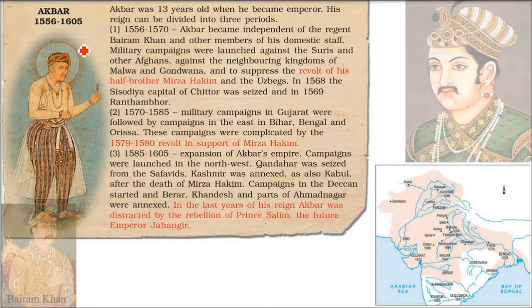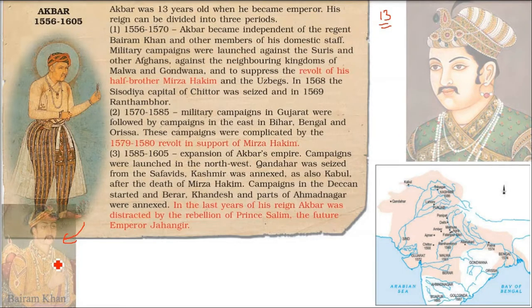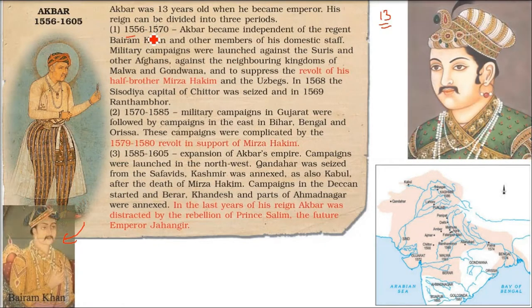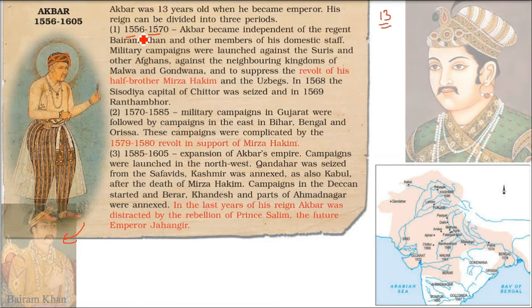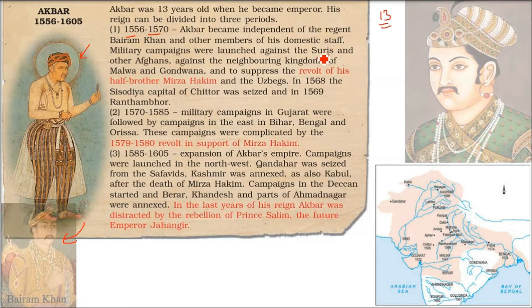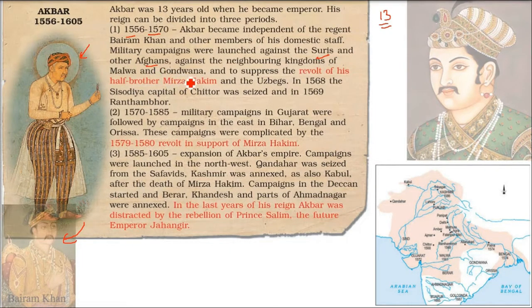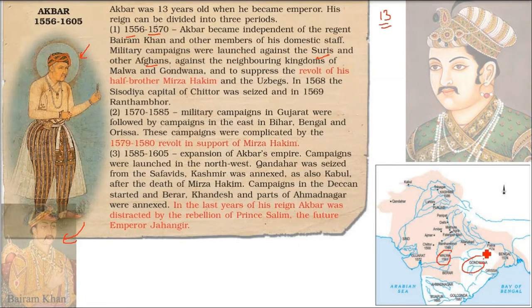Now Akbar the Great, why do we call him Akbar the Great? Because first of all, at just 13 years of age he became the emperor, and there was a regent, a guardian. But in 1550 to 1570, Akbar was ready to rule the empire. Previously only the regent Bairam Khan would take care, and there was a fight of Panipat related to Bairam Khan. But military campaigns were lost against the Suris. Then other Afghans, and then Malwa and Gondwana, these areas were captured.